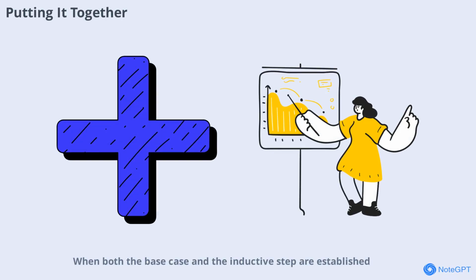Once both the base case and the inductive step are established, the principle of induction tells us the statement is true for all natural numbers. This logical chain is powerful because it allows us to prove infinitely many cases with just two steps. Induction is a cornerstone of mathematical reasoning, providing a systematic way to tackle problems that would otherwise be overwhelming. Let's see how this works in practice with a classic example.